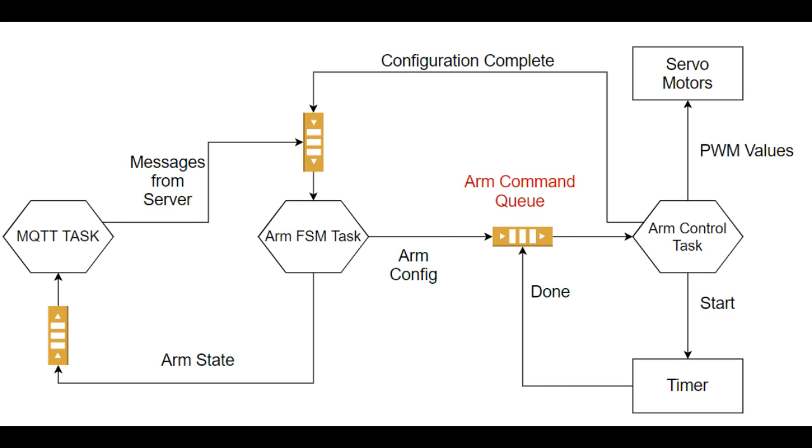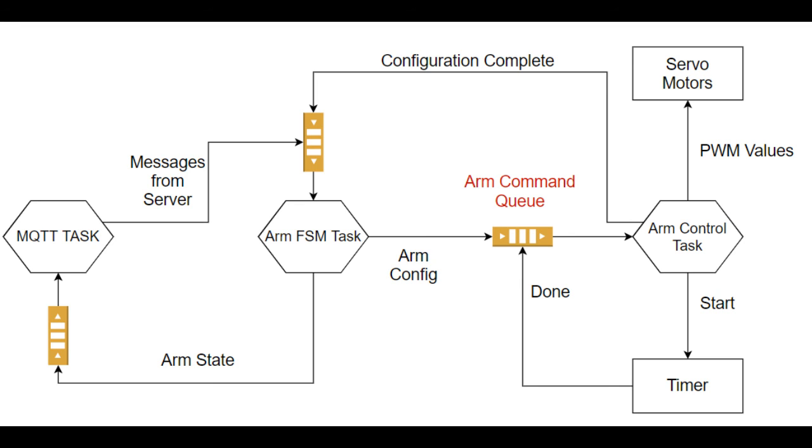The next task is a finite state machine task that uses messages from the server to determine what action needs to be completed, such as pick up, hold, or drop off. The final task is the arm control task, which controls the servo motors on the arm via PWM and a timer for smooth movement. The FSM task sends the arm control task which position the arm should move to, and the arm control task converts distance and angle to PWM values to send to the motors.